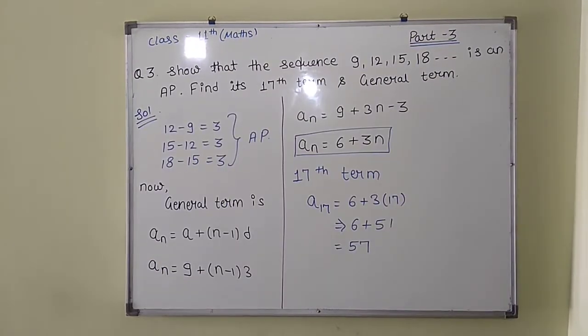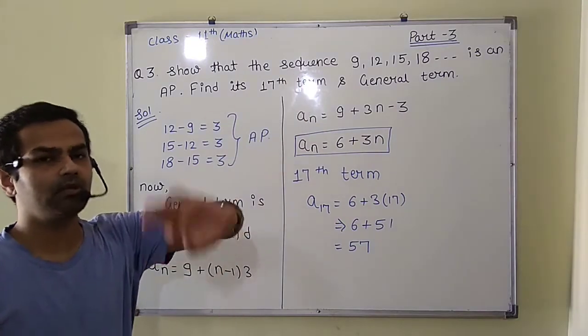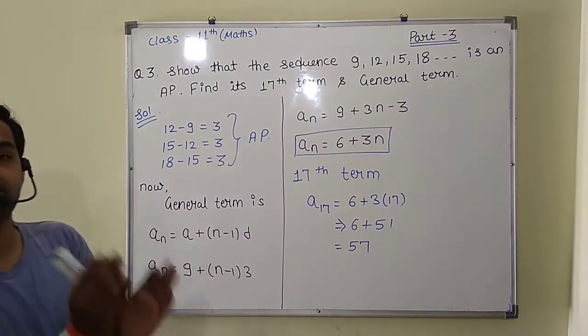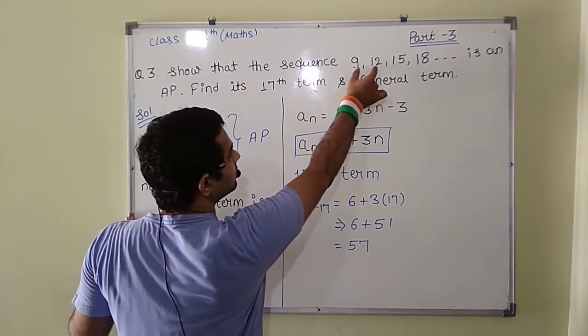Question number 3. Show that the sequence 9, 12, 15, 18 is an AP. Find its 17th term and general term. Okay. So in this question, first thing, we need to find whether this sequence is in AP or not. So to find whether the sequence is in AP or not, let us take first two consecutive terms.